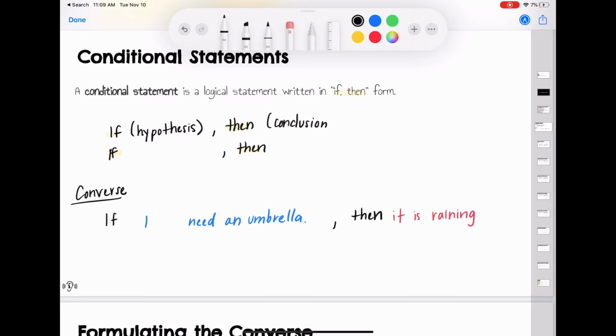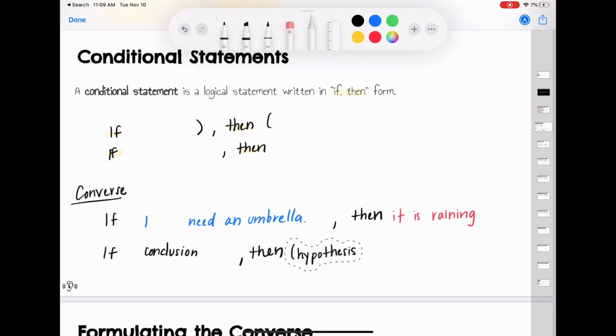So converse statements take the form if, conclusion, then hypothesis. Let's see how this is applied in geometry.